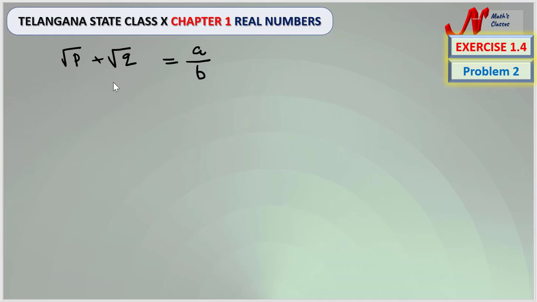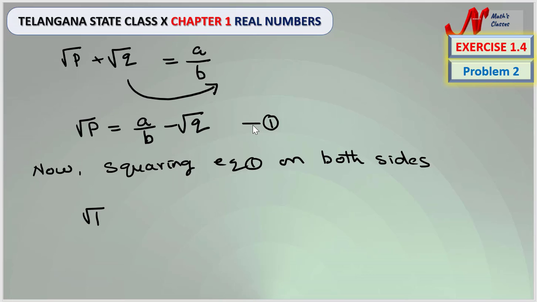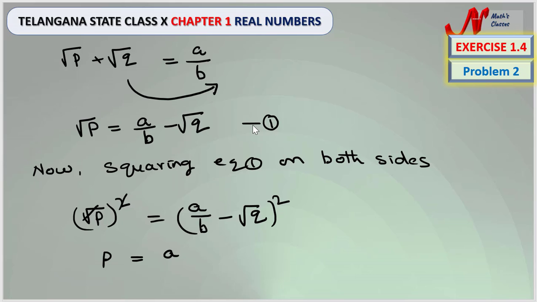Next, to simplify, we transpose root q to the RHS. So the above equation can be written as root p is equal to a/b - root q. Let this equation be equation 1. Now squaring equation 1 on both sides, we can write it as (root p) whole square is equal to (a/b - root q) whole square. Here we can cancel root and square. So it can be written as p is equal to (a/b - root q) whole square.